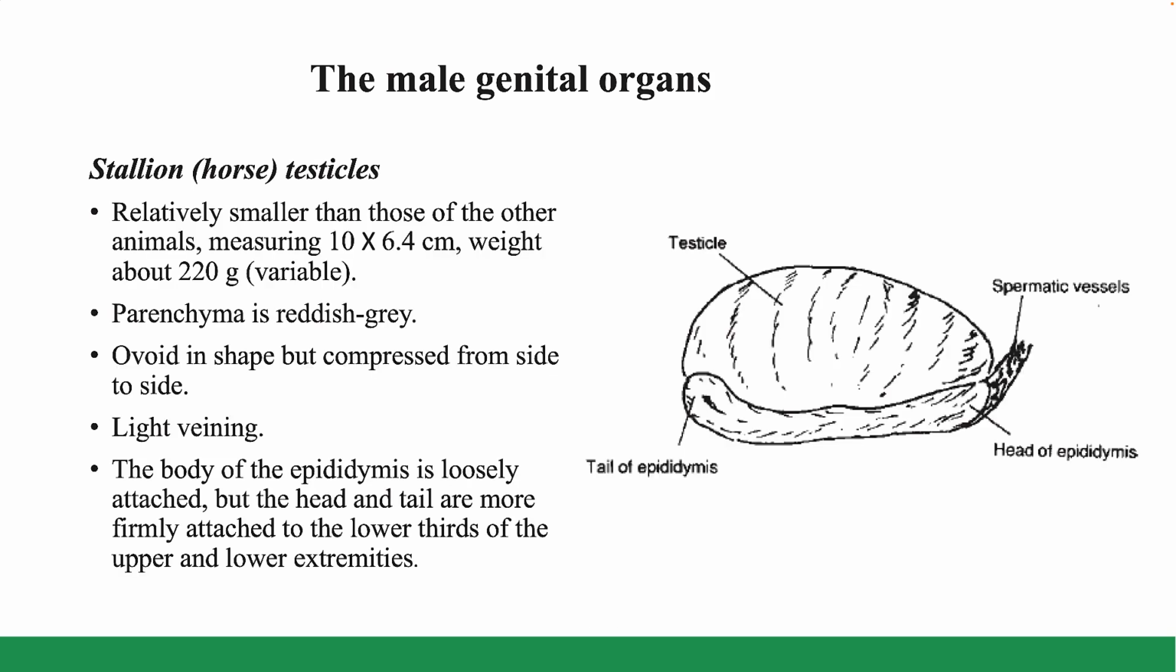And then you have a stallion or a male horse. You can see the shape is a little bit distinct. They say it's compressed on the sides, and it is relatively smaller compared to the size of a horse. As you can see, the size of a testicle of a pig compared to the pig's size is a little bit larger compared to that of a horse. The parenchyma here is reddish gray, veining is very light, and the epididymis is loosely attached to the testicles.